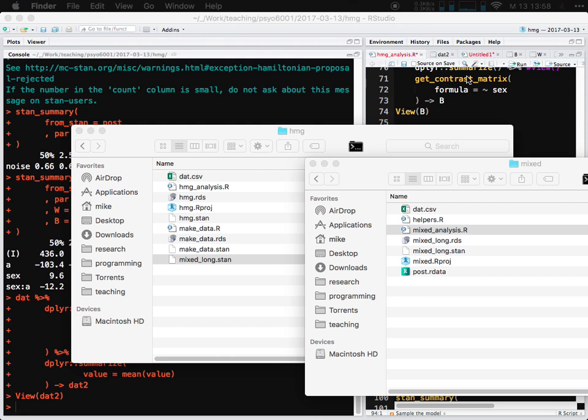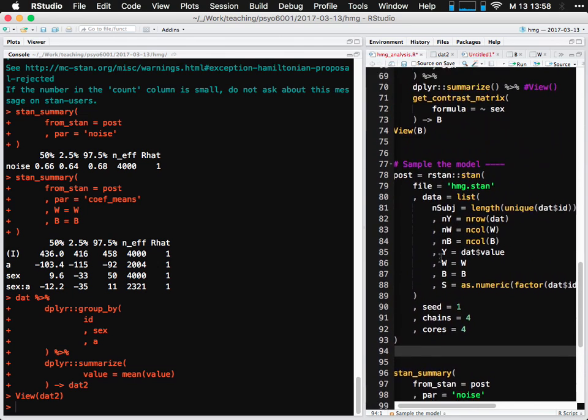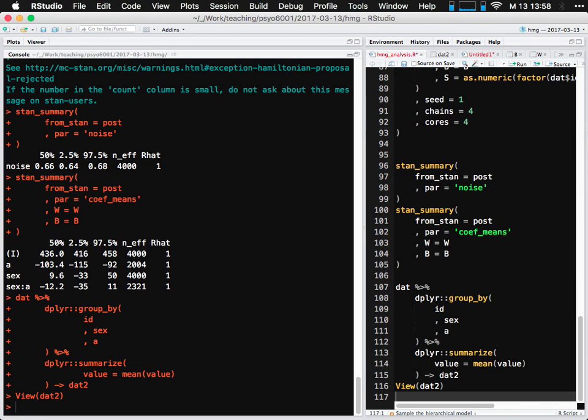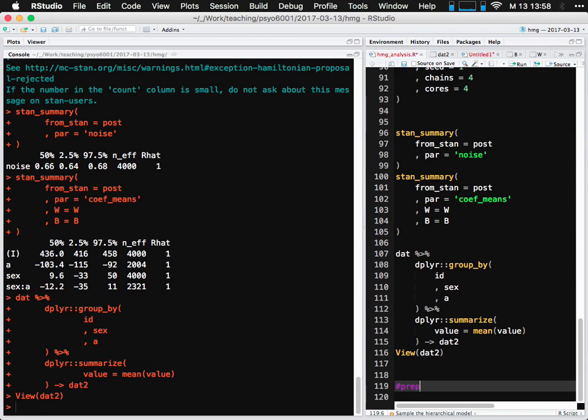Okay. So that's the sampling the hierarchical model, prep for the non-hierarchical model.